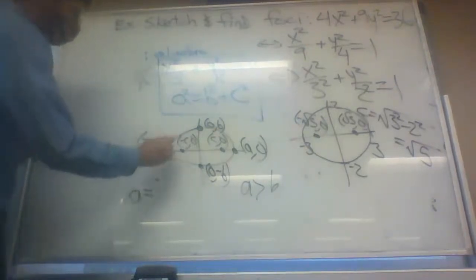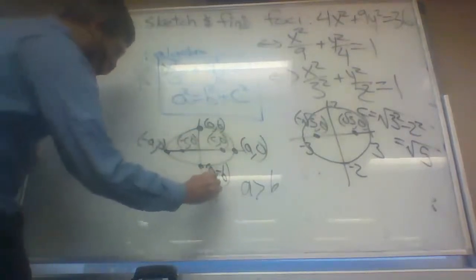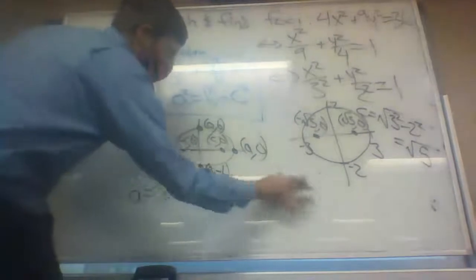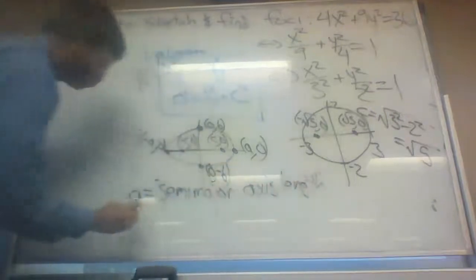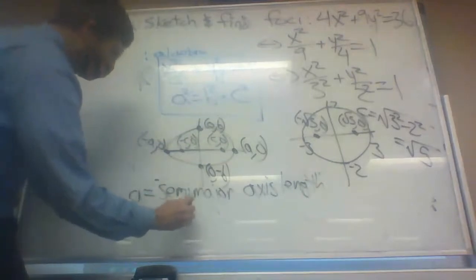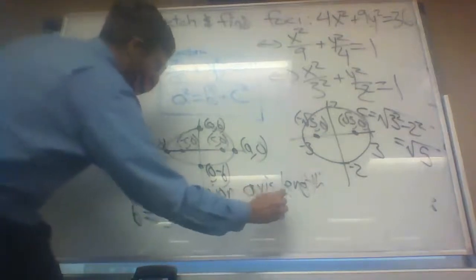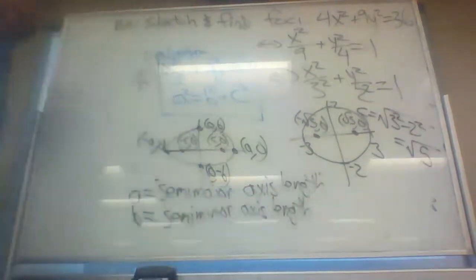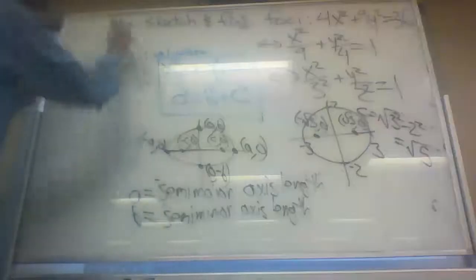A is called the semi-major axis length, and you should write it down, because it's 1/2 of the length of the longest axis here. B is called the semi-minor axis length. It's 1/2 of the short axis. So that's the names for A and B, and C is the focal length, or focal distance.